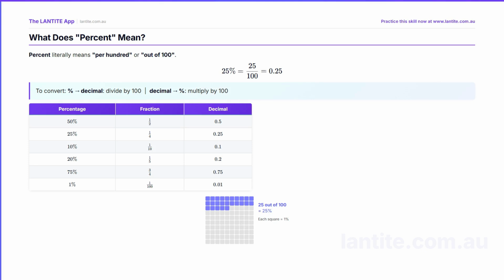Let's start with what percent actually means. The word comes from the Latin percentum, meaning per hundred or out of 100. So 25% means 25 out of 100. You can see this on the 100 grid: 25 squares are shaded out of 100. To convert a percentage to a decimal, divide by 100. To go the other way, multiply by 100. The table on screen shows the most common conversions you should memorize for the LANTITE.